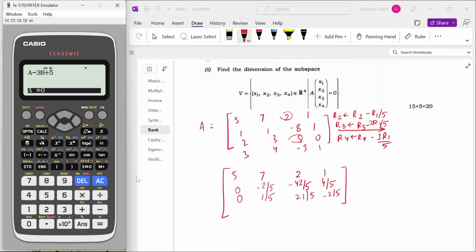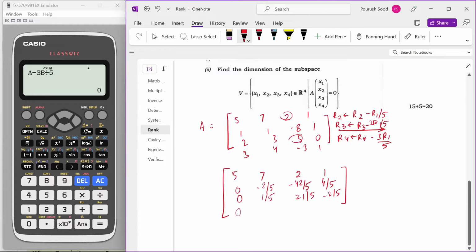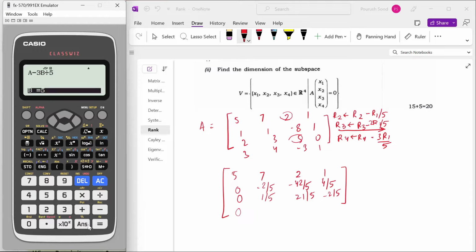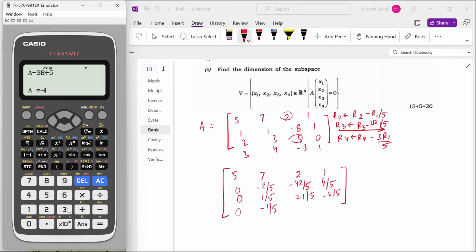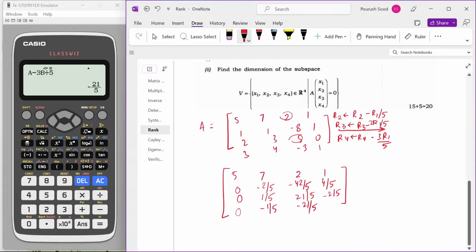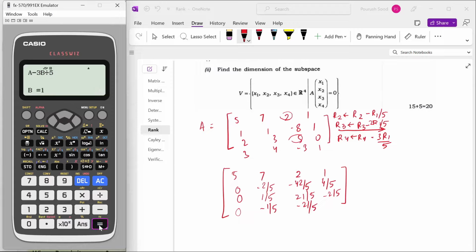Calc, A is 3, B is 5, which gives us 0. A is 4, B is 7, which gives us minus 1 by 5. A is minus 3, B is 2, which gives us minus 21 by 5. A is 1, B is 1, which gives us 2 by 5.